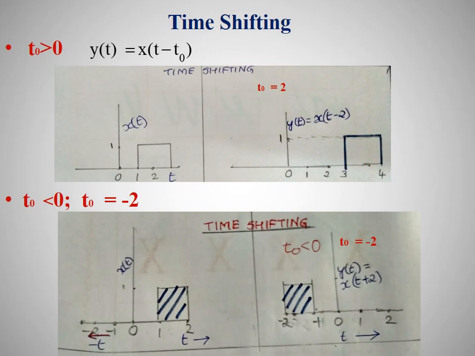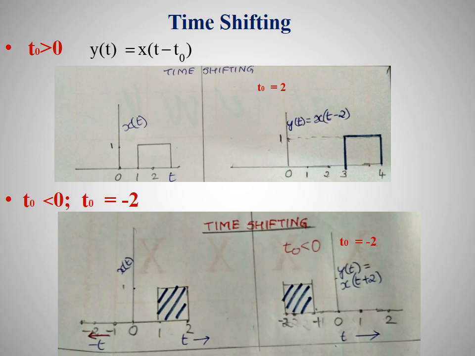For the time shifting case, let us consider the second example, which means t naught is less than 0. What happens when the signal gets shifted? The value given here is t naught is going to be equal to minus 2. The signal given, x of t, is a square wave which exists between 1 to 2 with an amplitude of 1, which was the same signal given in the previous case.